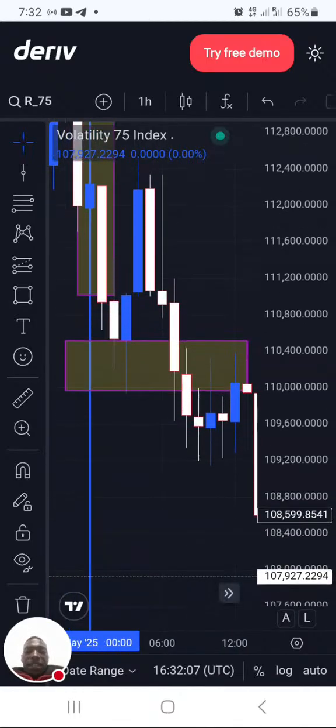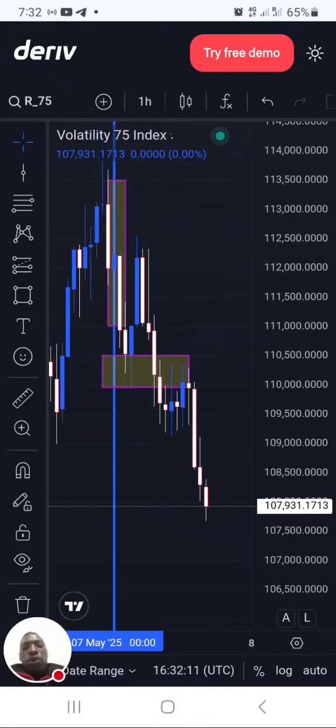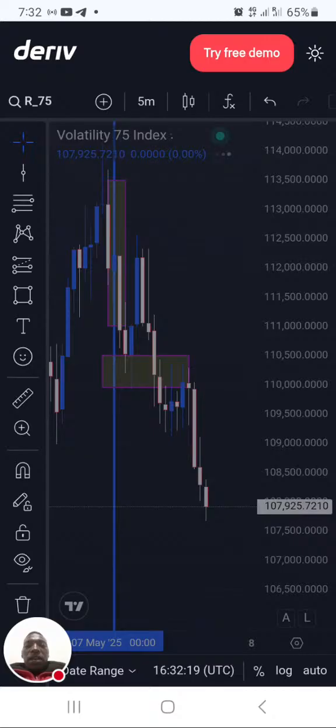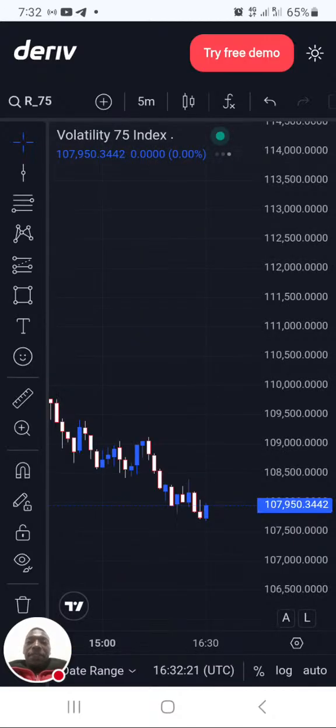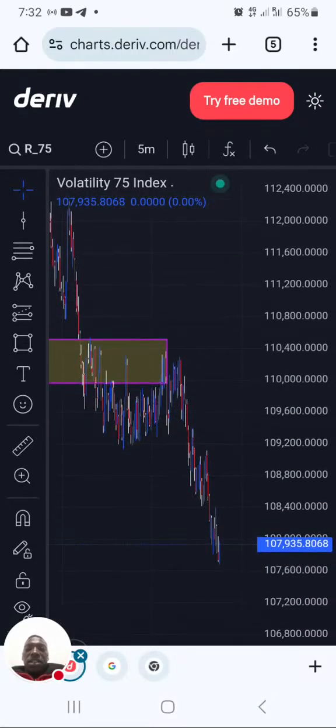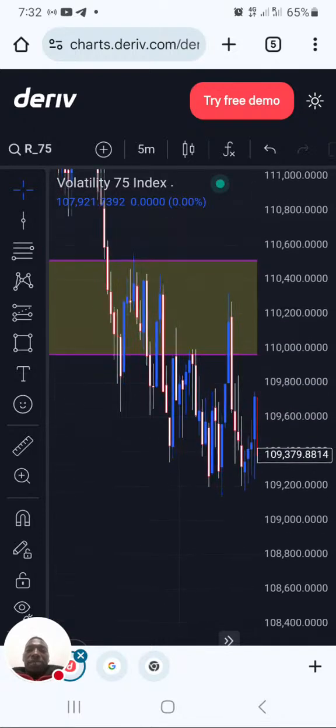So after that happened, we are looking for the sale. Now we go to our 5 minute. This is our entry time frame, 5 minutes. H1 for looking at the zone, the broken zone, and then daily for looking at the bias.